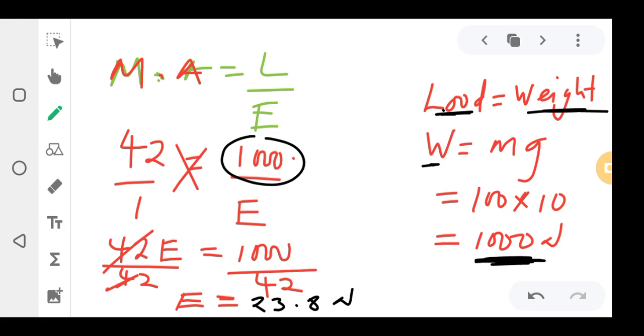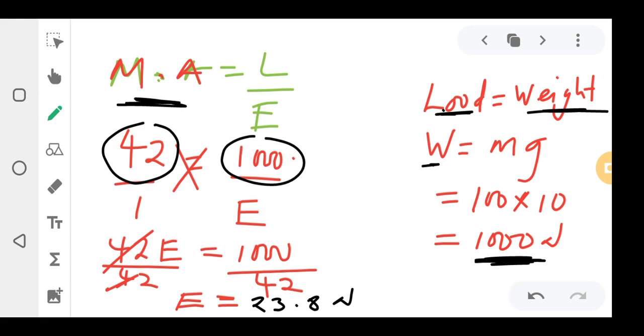So the answer that you're looking for is 23. I hope your mind has really understood this. Okay, here you write two formulas first. You write that formula and this formula, mechanical advantage, load over effort. When you find the mechanical advantage, where there's mechanical advantage, you put 42.